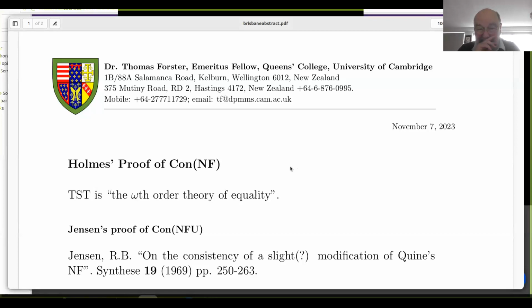Okay, the two topics I want to talk about today. First is, I think it would be a good idea for someone, and that means me really, to bring you up to speed with what's happening in Randall Holmes's proof of the consistency of NF. I'm assuming that if you're part of this audience that you already know a certain amount about NF and perhaps its connection with the TST, the Omega order theory of equality is probably the best way to characterize it.